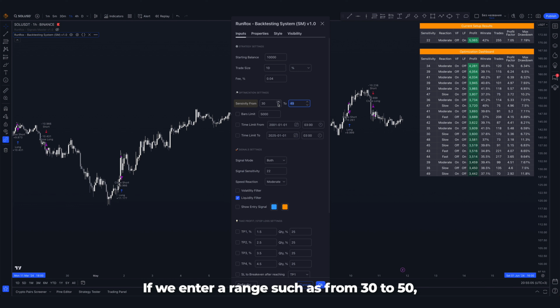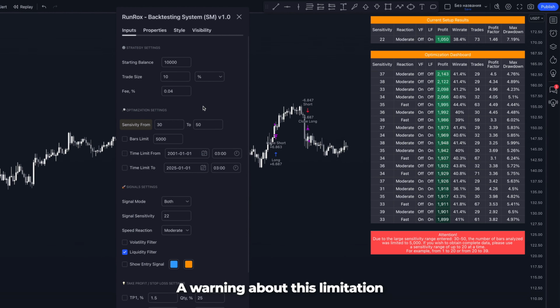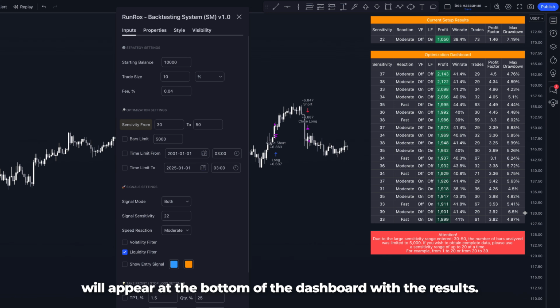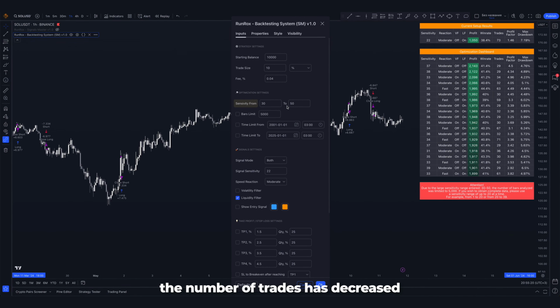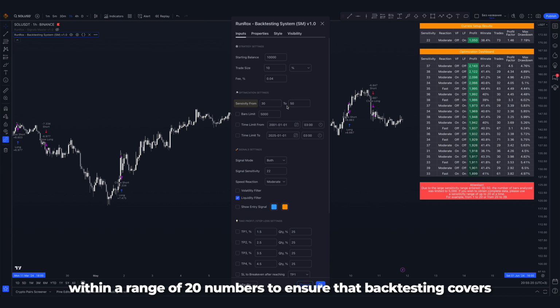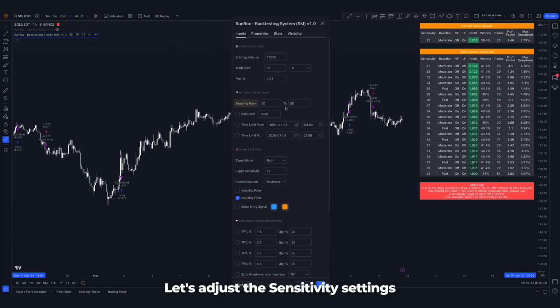If we enter a range such as from 30 to 50, our script will continue to function, but will be limited to the last 5,000 bars. A warning about this limitation will appear at the bottom of the dashboard with the results. As you may have noticed, the number of trades has decreased because the backtesting is conducted on the last 5,000 bars, not the entire historical data set. Therefore, it is best to test sensitivity within a range of 20 numbers to ensure that backtesting covers the entire available historical data without such restrictions. Let's adjust the sensitivity settings back to reasonable limits and continue.